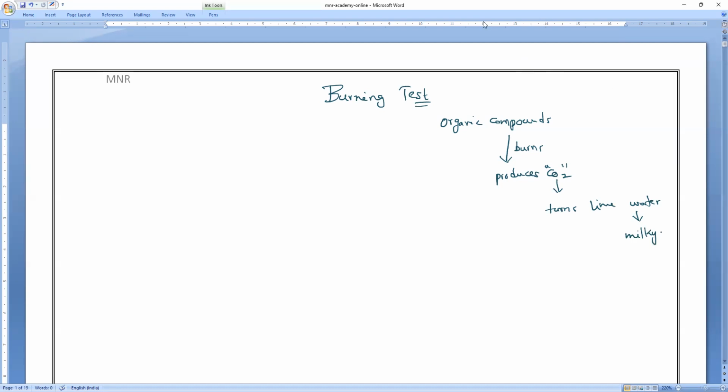Whether carbon is present or not in a given substance, we can identify with the help of the burning test. For example, carbon dioxide reacts with lime water. What is the formula of lime water, everybody? From chapter 1 we are studying. Lime water is calcium hydroxide. So it will turn into what? CaCO3, calcium carbonate, plus water. So it turns milky. Milky means formation of calcium carbonate.